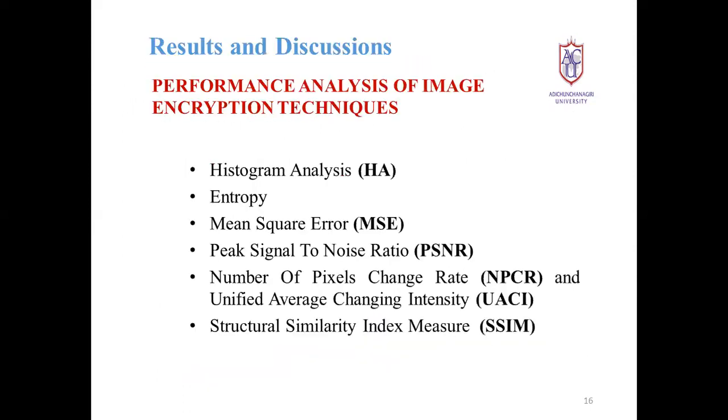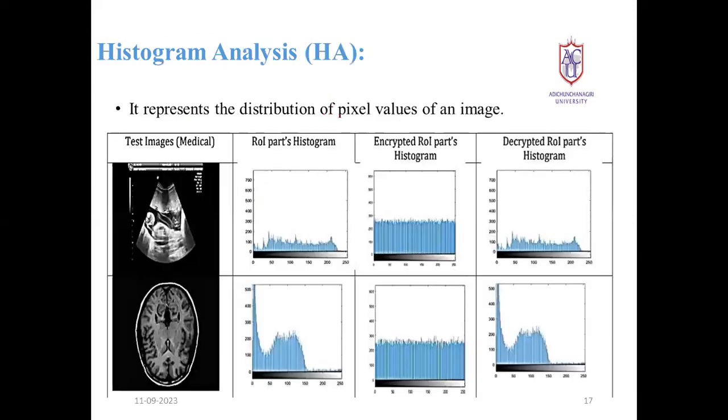These are the parameters we are going to evaluate for the measurement of security, that is, whether our proposed scheme is better compared to the existing one. Histogram analysis, entropy, mean square error, peak signal to noise ratio, number of pixels change rate, unified average changing intensity, and structural similarity index measure.